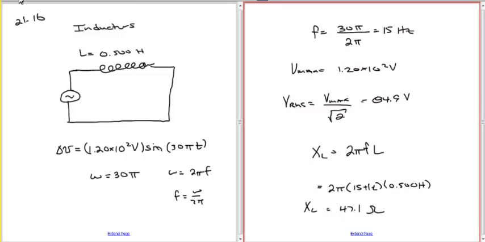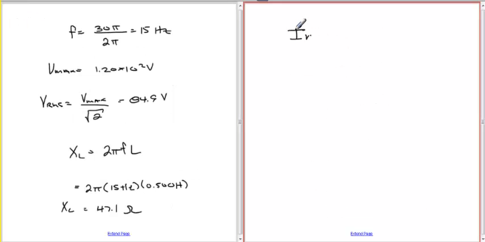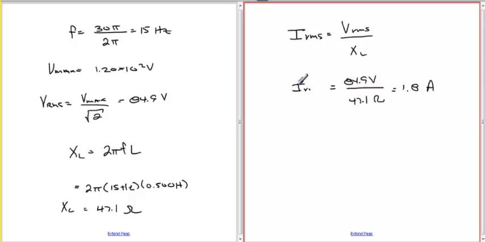The RMS current in the inductor. By Ohm's law, the RMS current is equal to the RMS voltage divided by the inductive reactance. So we have 84.9 volts divided by 47.1 ohms, which gives us amps. 84.9 divided by 47.1 gives me 1.8 amps. So that's my RMS current.